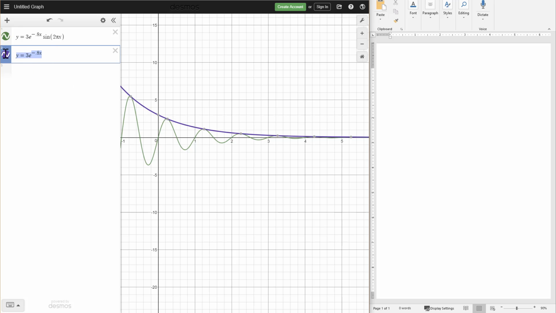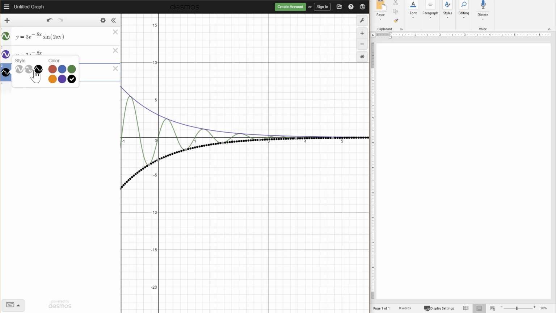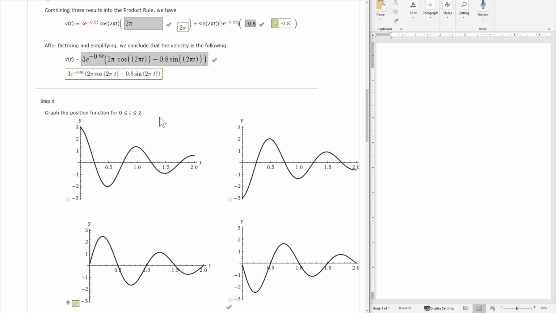And if we really want to do a comparison, this is a more interesting comparison. If we draw the negative of that, then this graph, let's see, let's make it dotted in the same color, and dotted. So the actual graph will fall in between those two functions. Okay, and then that's the original function, the position function.